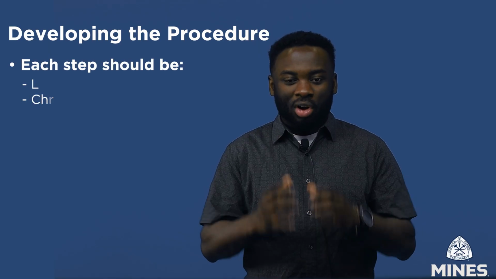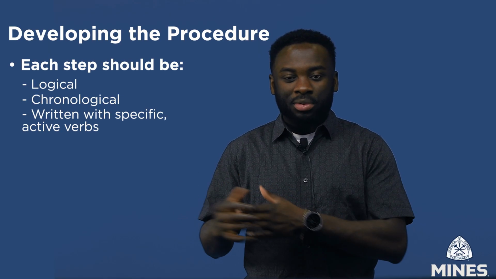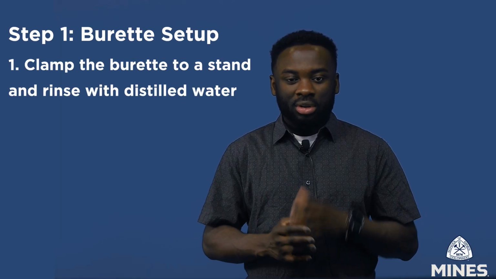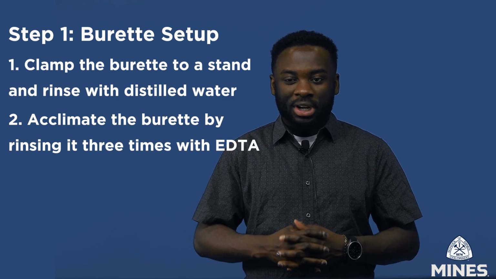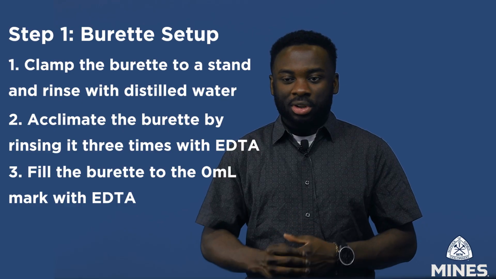Now let's outline the procedure. Each step should be logical, chronological, and written with specific active verbs like add, measure, and record. For example, step 1, burette setup. 1. Clamp the burette to stand and rinse it with distilled water. 2. Acclimate the burette by rinsing it 3 times with EDTA solution. 3. Fill the burette to the 0 mark with EDTA.